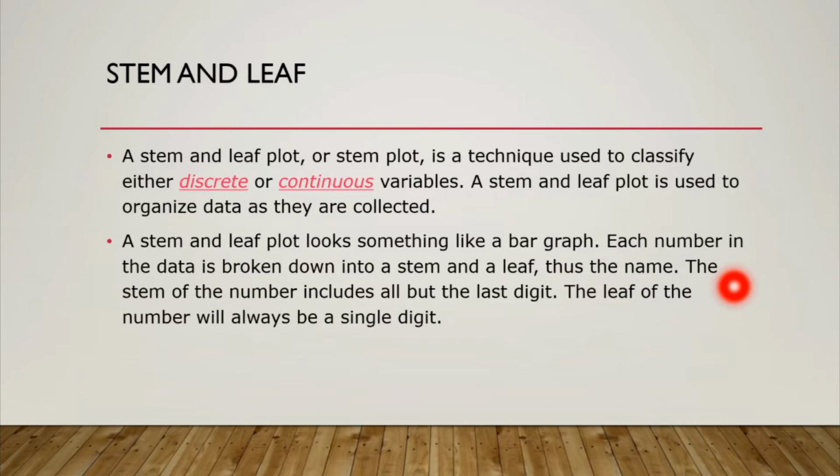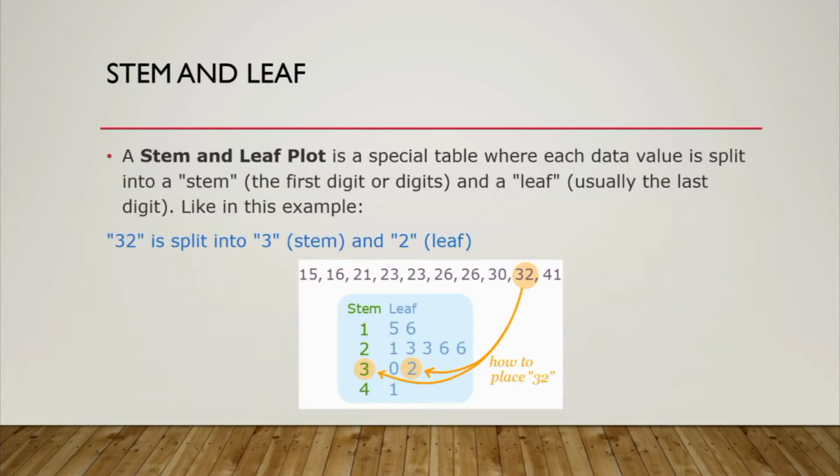Each number in the data is broken down into a stem and a leaf, thus the name. The stem of the number includes all but the last digit. The leaf of the number will always be a single digit. More, I will explain in an example.